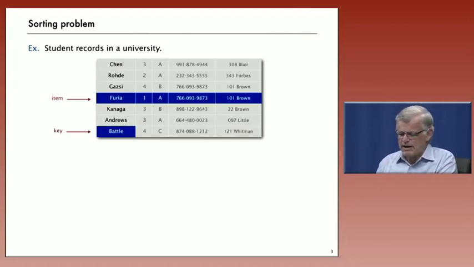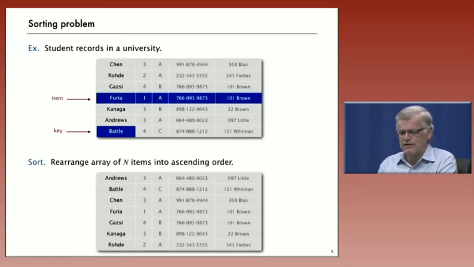So we refer to an item as a record, or the information that we're going to sort. But in particular, there's a piece of a record called a key. And what we want to do is put the records into order according to the key. That's the sort problem. Rearrange an array of n items into ascending order according to a defined key, which is part of the item.